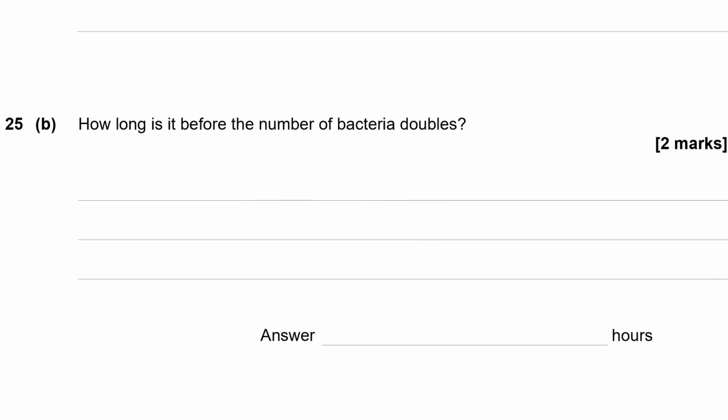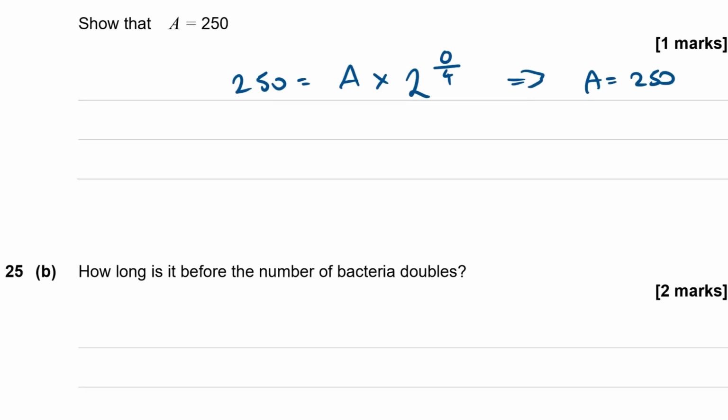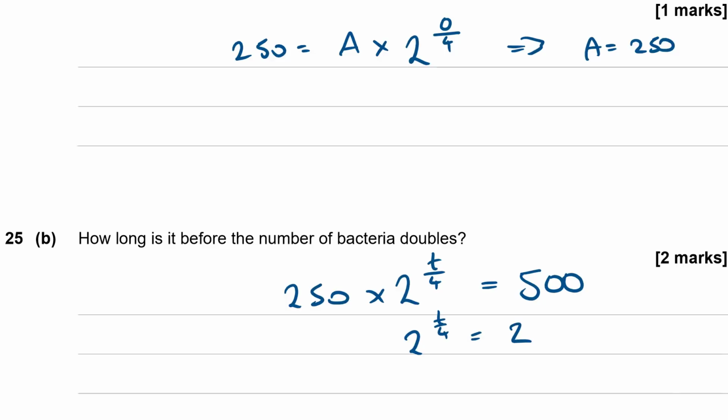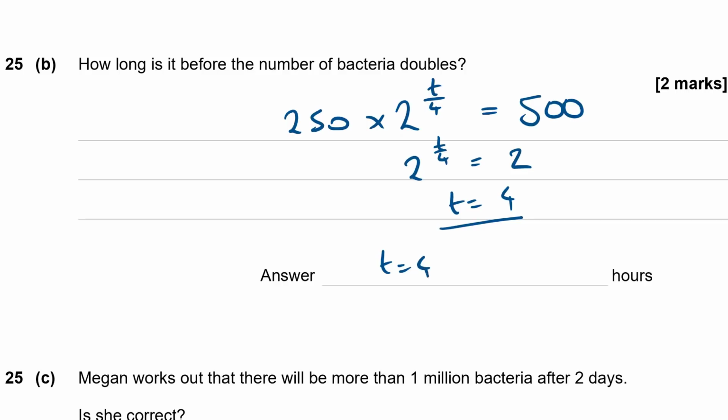So question 25b, how long is it before the number of bacteria doubles? So our formula now is 250 times 2 to the power of t over 4. And when is that going to be equal to 500 then? Well, I can see that 250 times 2 would be 500. So when is 2 to the power of t over 4, when's that going to be equal to 2? Well, that's going to be equal to 2 when t is equal to 4 then, isn't it? Because I've got 4 divided by 4 would be 1, and 2 to the power 1 would be 2. So that means that t would be equal to 4. So t is 4 is the solution.